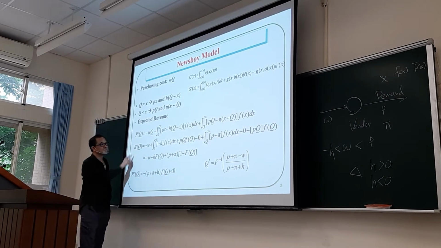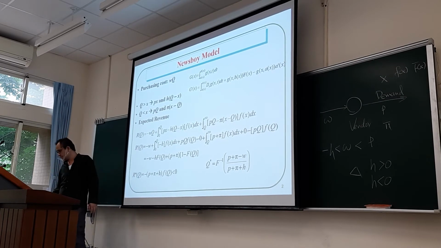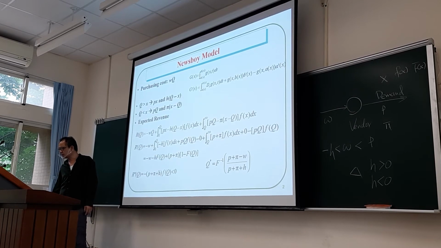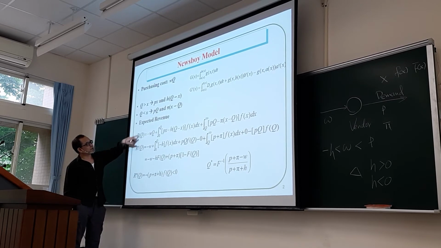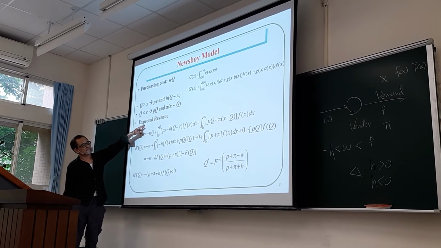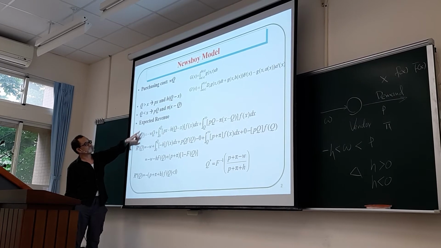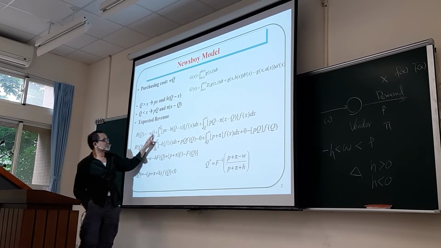The revenue here is strange. Maybe the notation is not consistent. Okay, it's okay. So now we can check the expected revenue. For that, we have two cases.